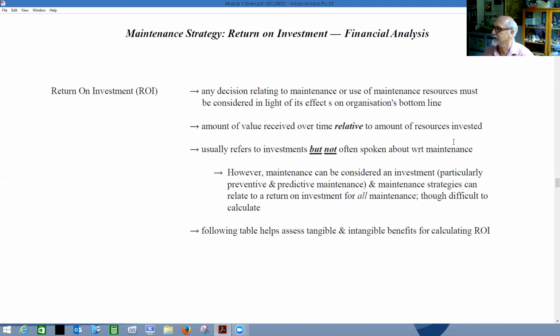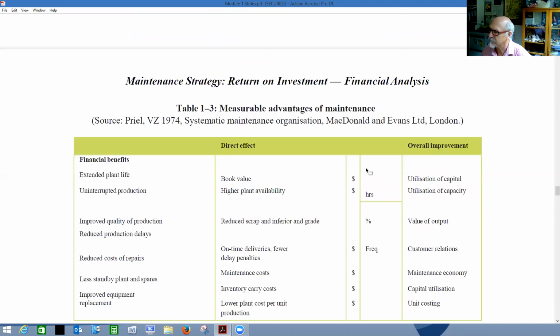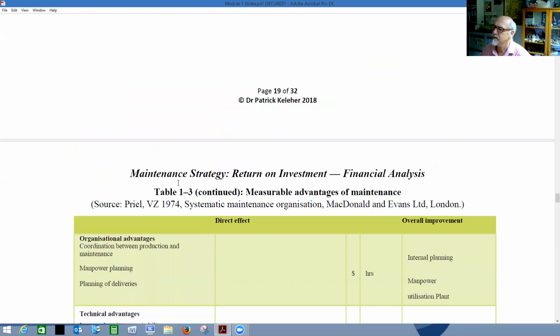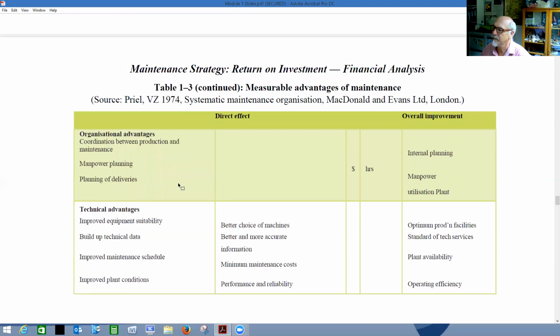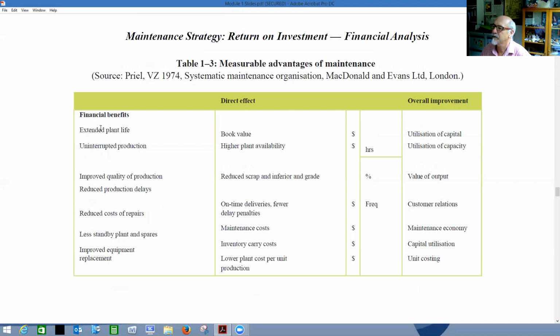Now, the following table helps assess some tangible and intangible benefits for calculating the return on investment. You can talk about financial benefits, organisational advantages, and technical advantages. So let's have a look at a couple. A financial benefit is the extended plant life, so you can look at its book value, and higher plant availability. You can look at the overall improvement then. You're utilising the capital effectively. Are you utilising the capacity of that particular haul truck or whatever the case may be?